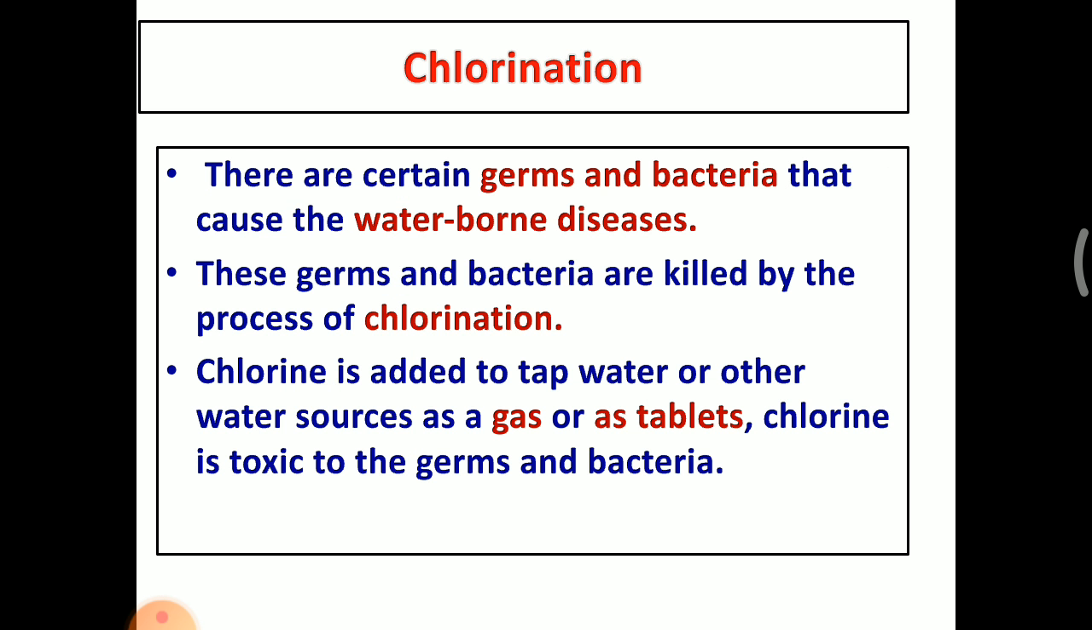The last process is called chlorination. There are certain germs and bacteria that cause waterborne diseases. These germs and bacteria are killed by the process of chlorination. Chlorine is added to tap water or other water sources as a gas or as a tablet. Chlorine is toxic to the germs and bacteria. Chlorination is a very simple process. It kills germs and bacteria present in the impure water.